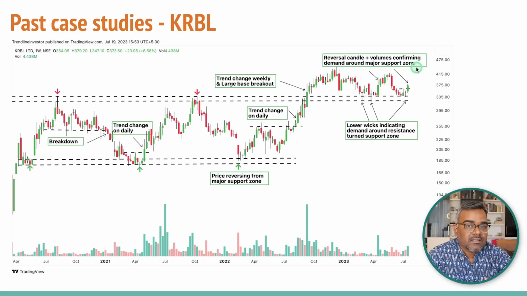Okay, so that's the KRBL example. You can go and check the chart. You can try to draw this and see how it works, right? Also, we had good volume here. So volume reversal is also good.